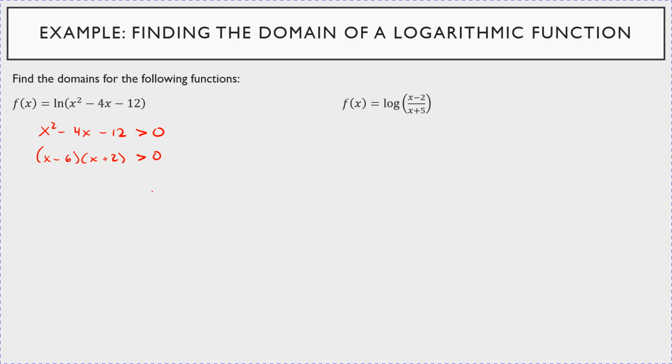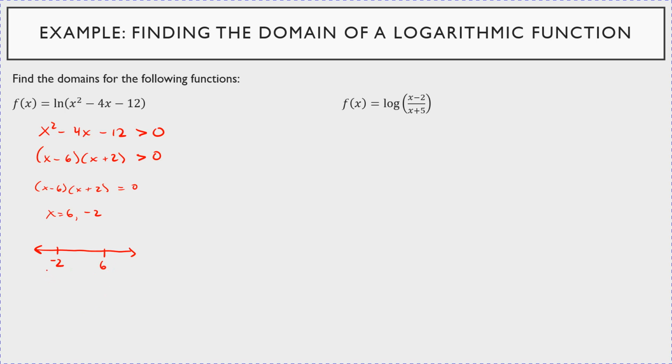And then you say, okay, what values of x would make this equal to 0? If x minus 6 times x plus 2 is equal to 0, then x is equal to 6 and negative 2. But remember, you want it to be greater than 0. You've got to remember this from college algebra, but this is kind of a review. What you would do is take a number line, and say, here's negative 2, and here's 6.